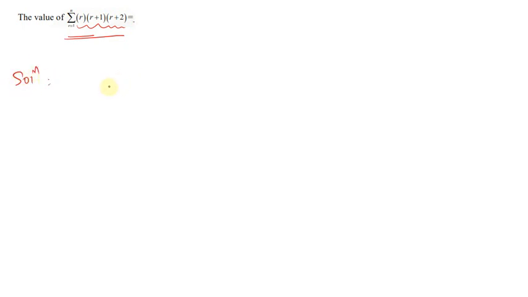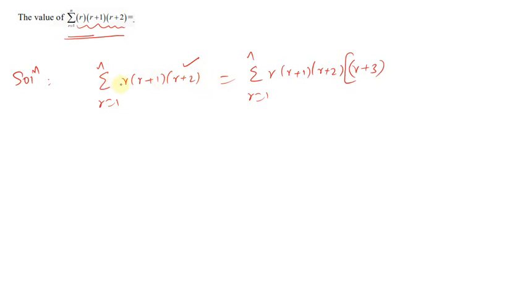So whenever it is given like this, sigma r equals 1 to n of r into (r plus 1) into (r plus 2). Whenever consecutive expressions are given in the numerator, follow this technique: r into (r plus 1) into (r plus 2) into the next term, that is r plus 3, and the term before it, r minus 1. You have to introduce these two terms. Definitely you have to introduce.